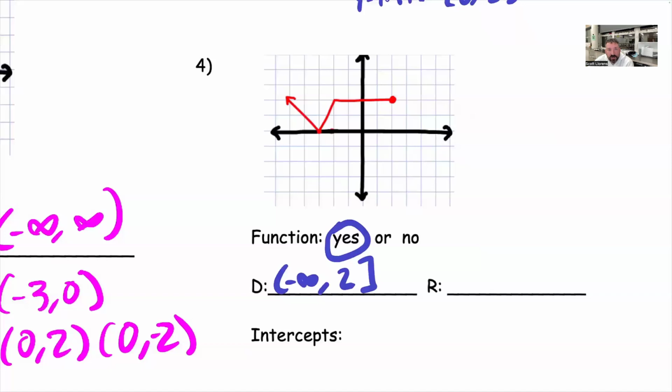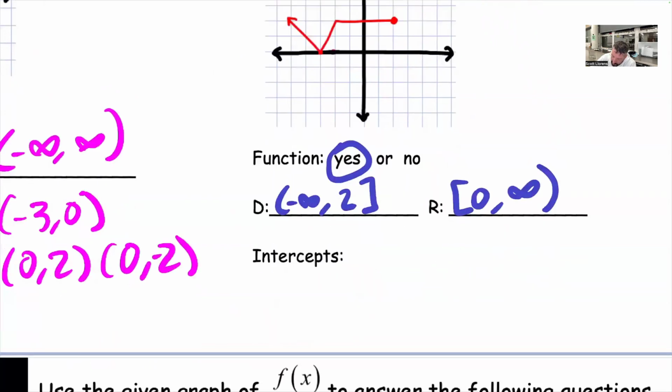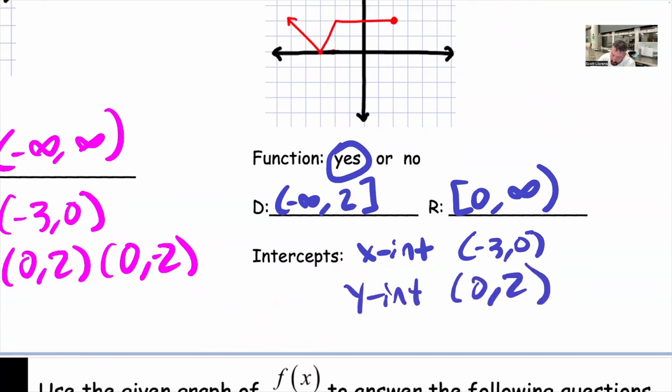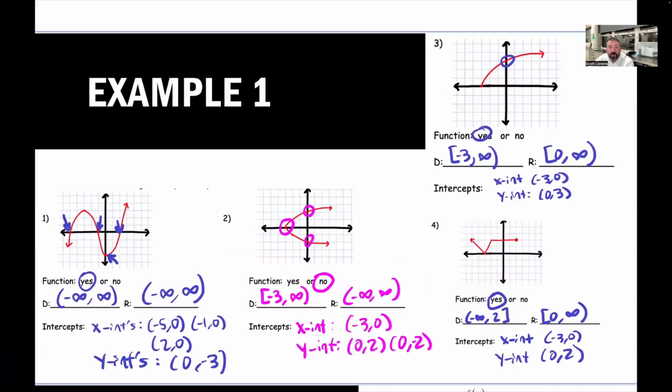Then for the range, we get as low as 0. But this guy's going up forever. So we have no upper limit on how high our range can get. So we put infinity for that. My x-intercept is this negative 3. And my y-intercept is this 0, 2. So there you have it with those 4 problems, very similar problems to one another.